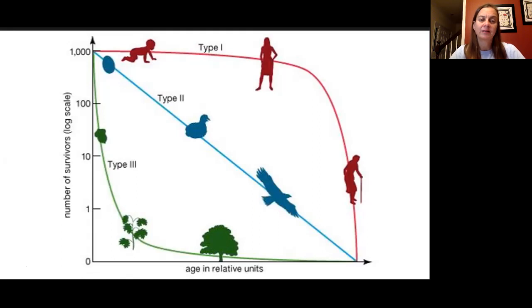Please recognize that type 1, type 2, type 3, R selected, K selected, these are not black and white. Most species fall somewhere on the spectrum, and particularly when it comes to R and K, some can be exceptionally difficult to categorize.